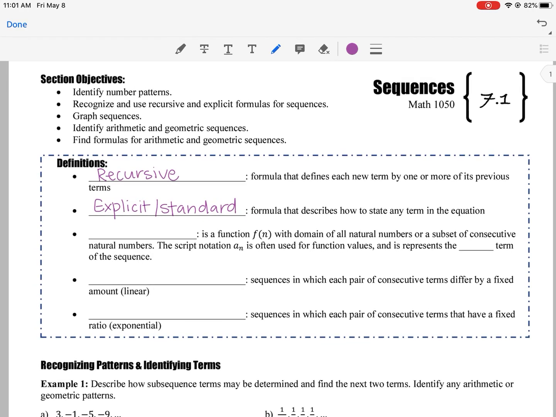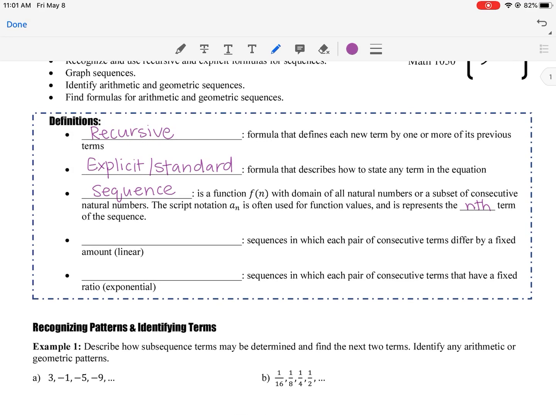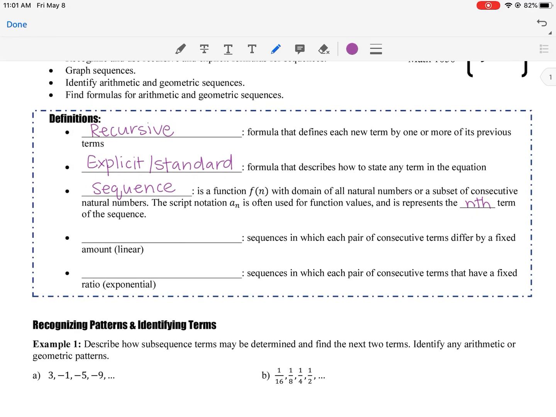And then we have a sequence, which is a function f of n with a domain of all the natural numbers or a subset of consecutive natural numbers. So natural numbers meaning, hey, 1, 2, 3, etc. The script notation a sub n is often used for a function and it represents the nth term of the sequence.